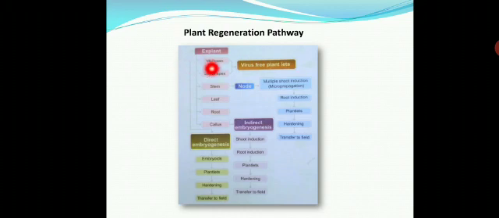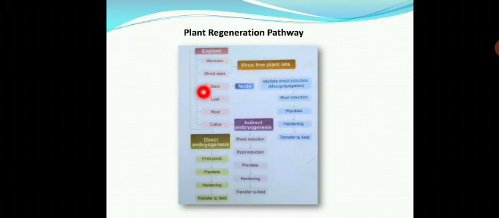Here we can use meristem as an explant, or shoot apex, stem, leaf, or root. Sometimes we want to select a callus as an explant. Here the meristem as well as the shoot apex are mainly used for virus-free plantlet production, that is apical meristem culture. Simply we say apical meristem culture.